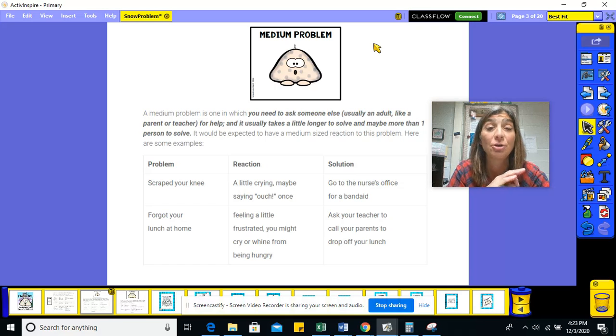You scraped your knee and it's bleeding. Okay, you might cry a little bit. You might need to say, ouch, once. Okay, we don't need to laugh. We don't need to be hysterically crying about it. Okay? And you might, to solve that problem, go to the nurse's office to get a Band-Aid.